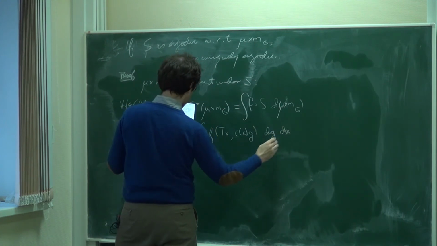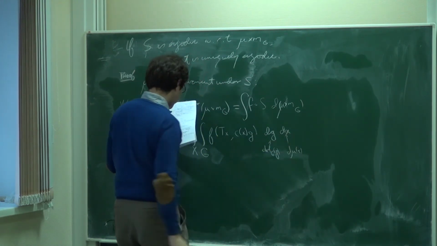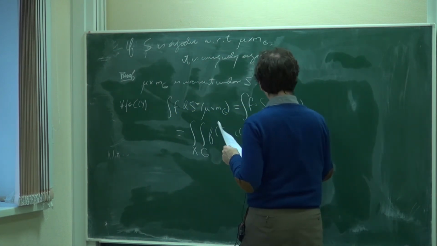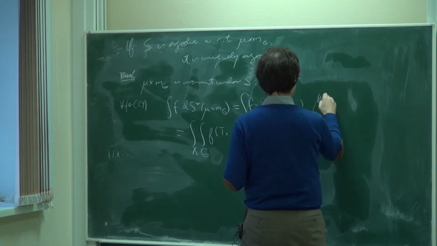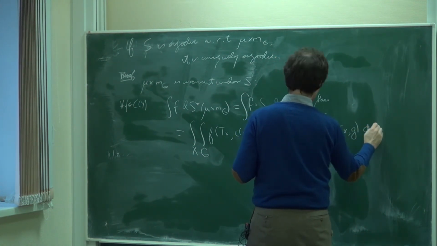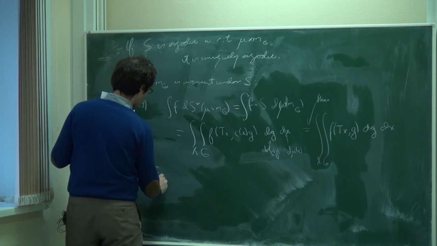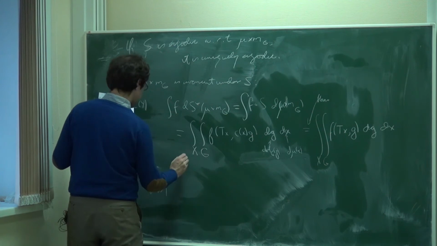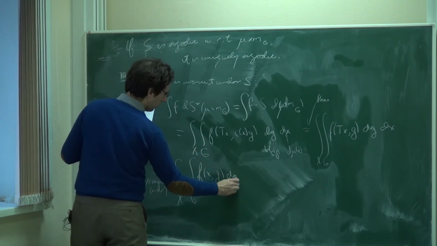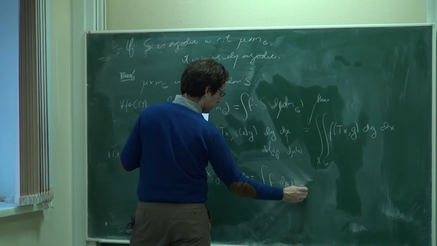dg dx, where this has measure m_G, and this has measure mu. But the Haar measure is invariant on both sides. So in this case, we will use the left invariance of the Haar measure, dg dx, and now we use the invariance of mu under T. And now we use Fubini again to put it back together. This is the integral of f with respect to mu cross m_G. All right.